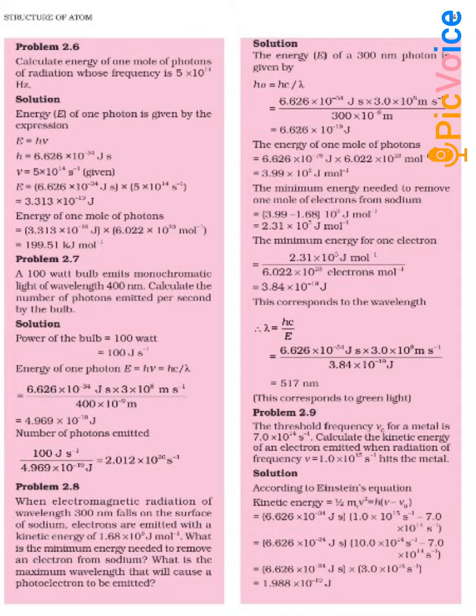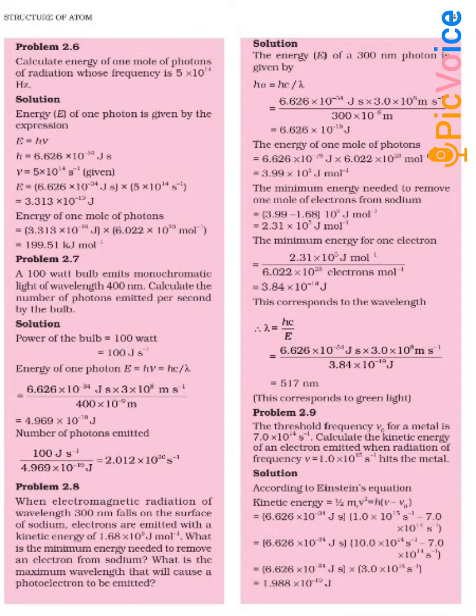Now coming to problem 2.8, students. When electromagnetic radiation of wavelength 300 nanometer falls on the surface of sodium, electrons are emitted with a kinetic energy of 1.68 into 10 raised to power 5 joule per mole. What is the minimum energy needed to remove an electron from sodium? What is the maximum wavelength that will cause a photoelectron to be emitted?